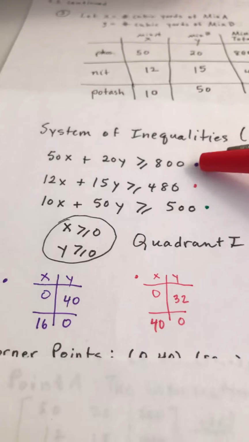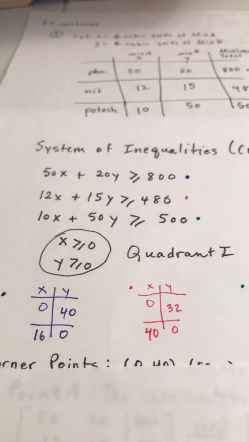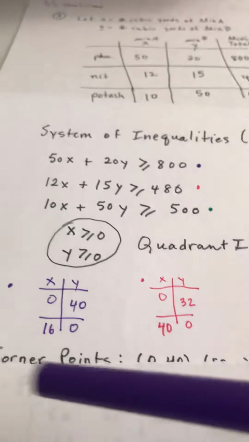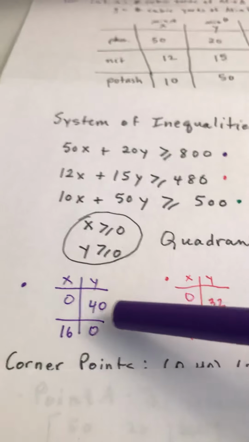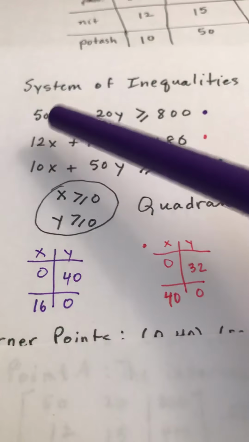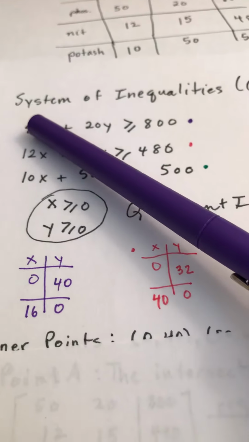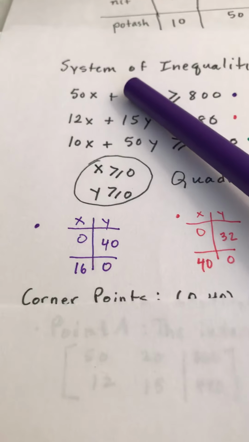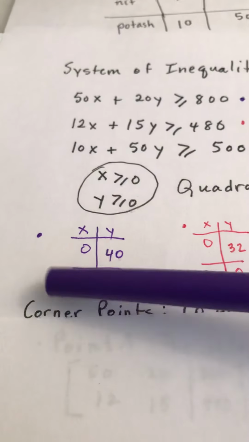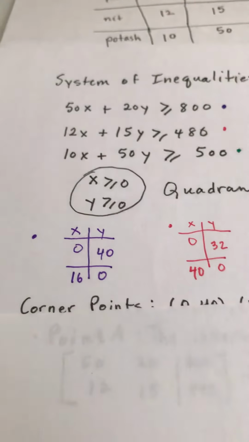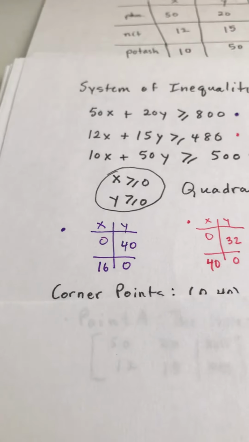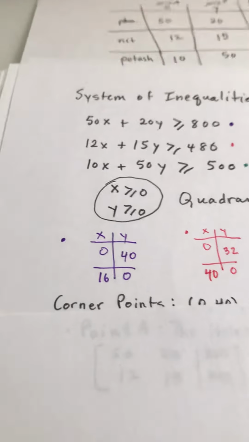So what I did was I made my first inequality purple, and down here, I turned this off and did this for you. If you let x equal 0 and that gets wiped out, you divide by 20 and you get y is equal to 40. If you let y equal 0 and divide by 50, you're going to get x is equal to 16. So your first inequality I'm going to do in purple. These are the intercepts. If you wanted to turn off this video and check it out for yourself, you'll see that that is true.